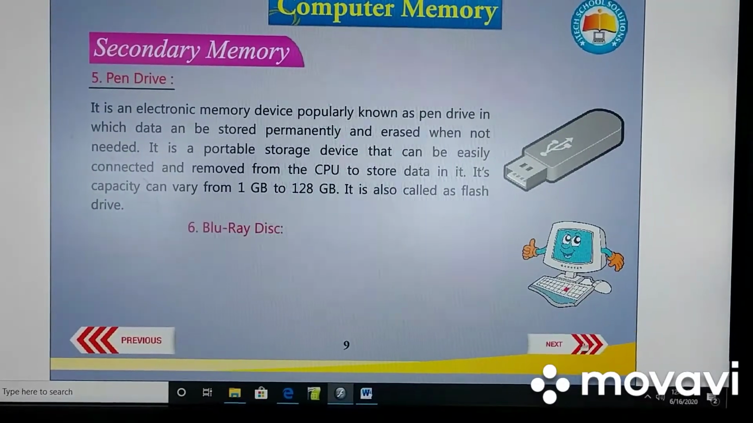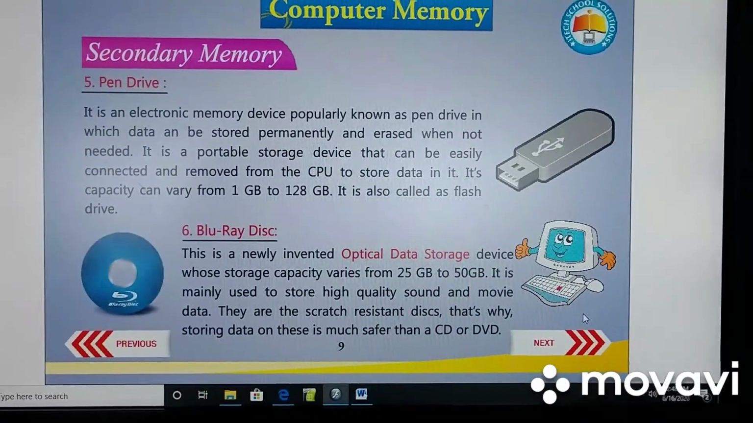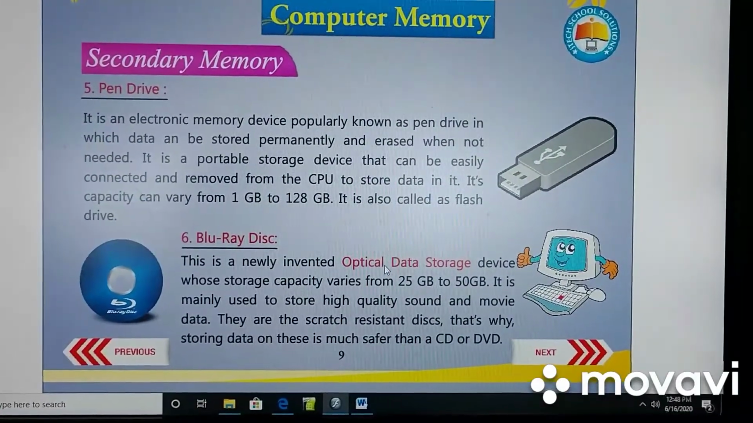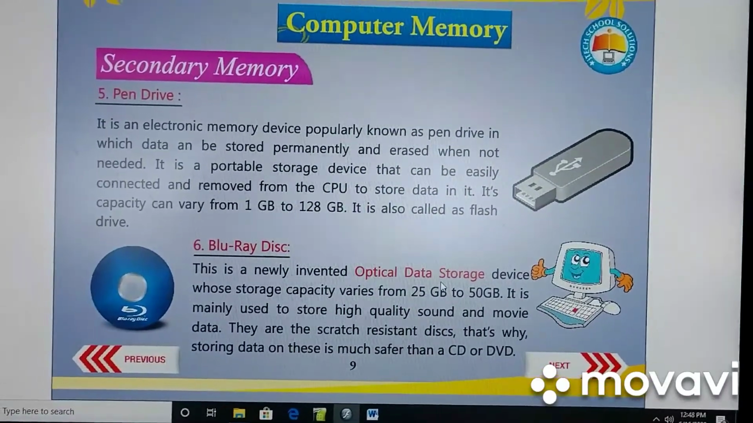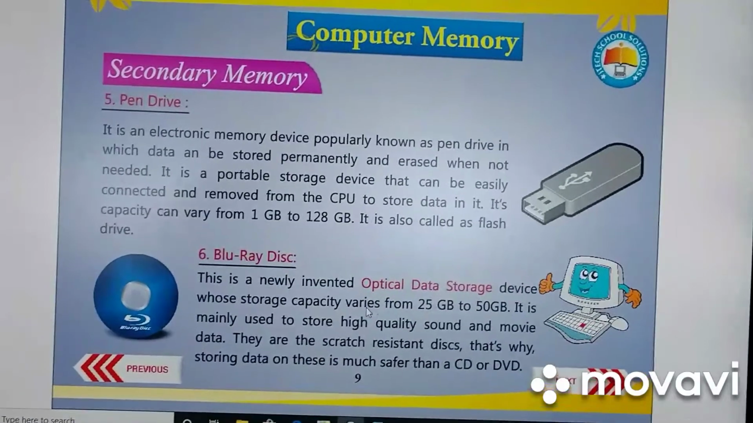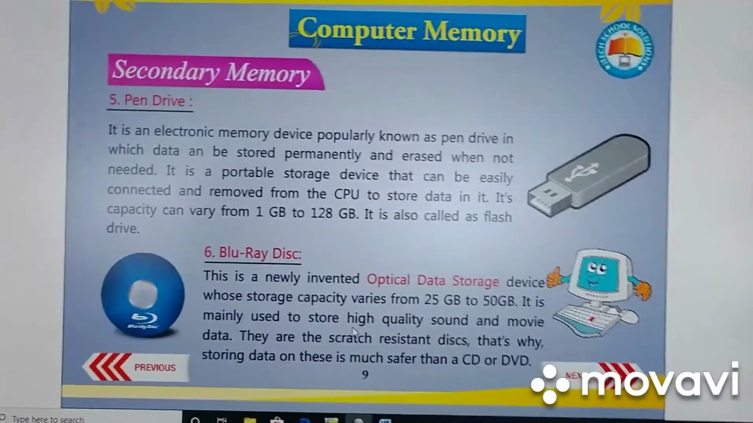Now just see a Blu-ray disc. It also looks like a CD or a DVD. It is blue in color, this one. It is also an optical data storage device whose storage capacity is from 25 GB to 50 GB. It is usually used to store high quality sound and movie data.